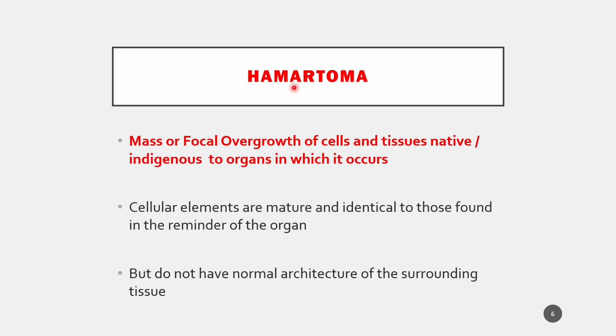Hamartoma. Now hamartoma is somewhat different. Here there is a focal mass or focal overgrowth of cells and tissue that is native to the organ in which it occurs. Means the cellular elements are mature and identical to those found in the remainder of the organ, but they are an overgrowth and they do not have the normal architecture of the surrounding tissue, right?